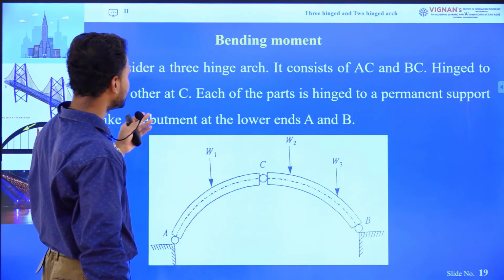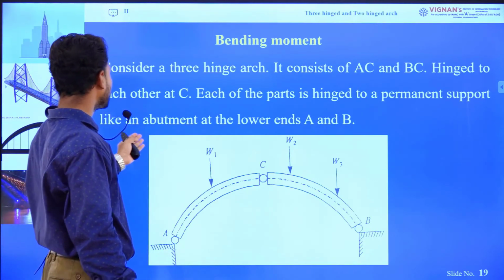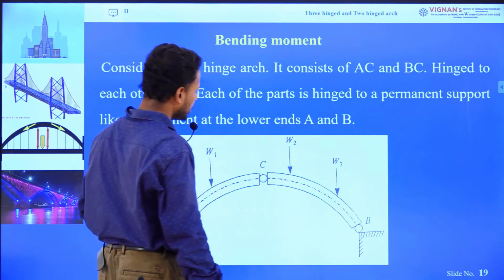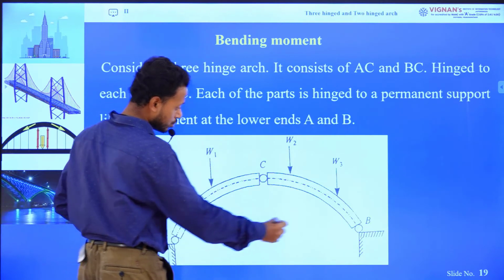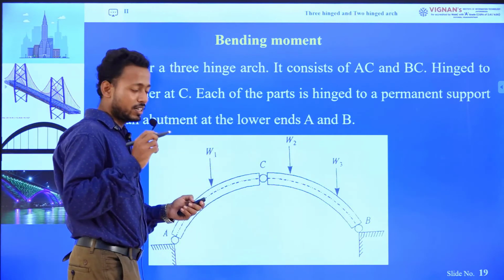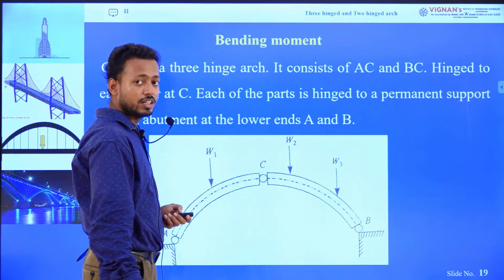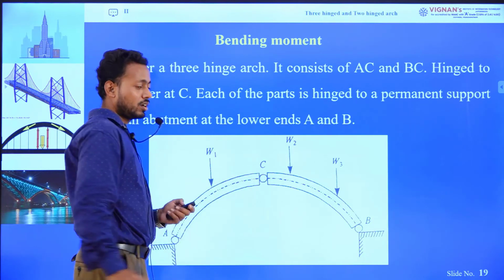Each part is hinged to a permanent support like an abutment at the lower ends A and B. So these two arc supports are hinges. Always remember that this point is called the crown of the arch. The peak point of the arch is called the crown.